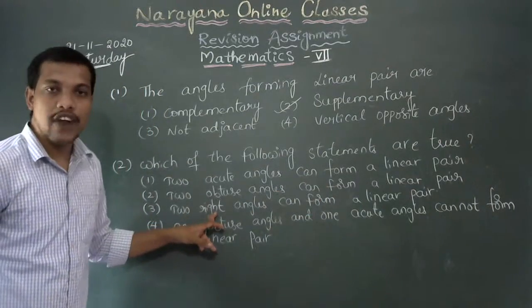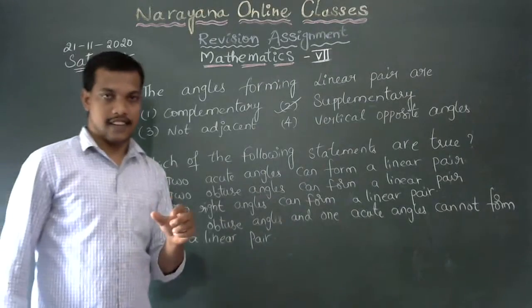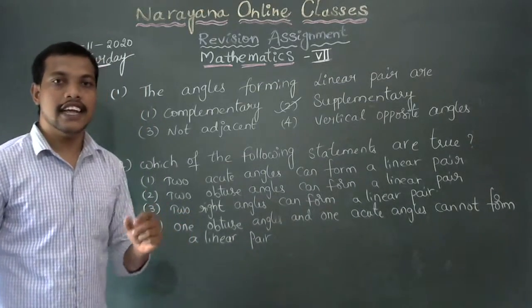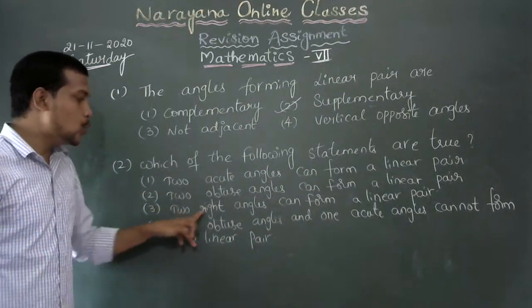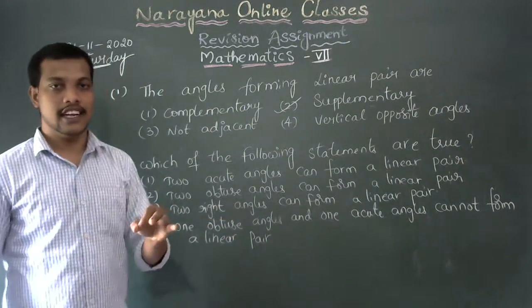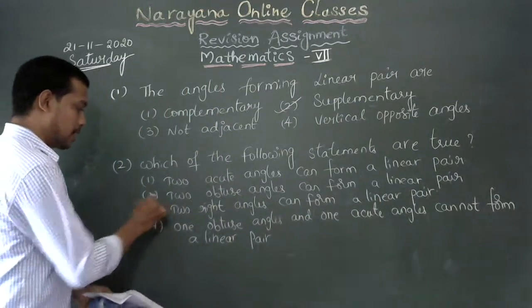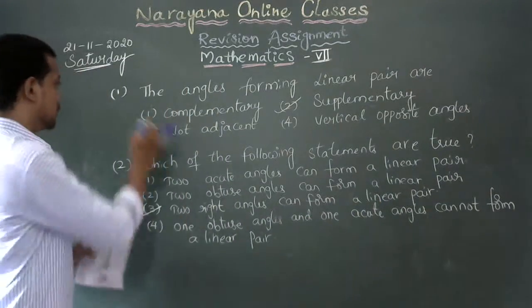What is the meaning of right angle? Right angle is nothing but 90 degrees. Here two right angles are given. So two right angles means 2 into 90, 180. Does 180 form a linear pair? Yes, it forms a linear pair. So the third option is the correct option.